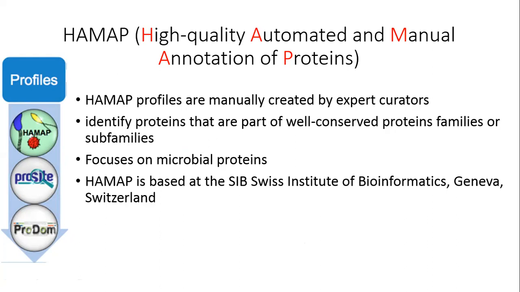Now, HAMAP is based at the Swiss Institute of Bioinformatics, which is in Geneva, Switzerland. On the other hand, ProSite and ProDom are EBI based, utilizing resources like SwissProt and UniProtKB. So this is the basic difference. When we use signatures from HAMAP, that means we are also considering the data that is hosted at the Swiss Institute of Bioinformatics, or SIB.